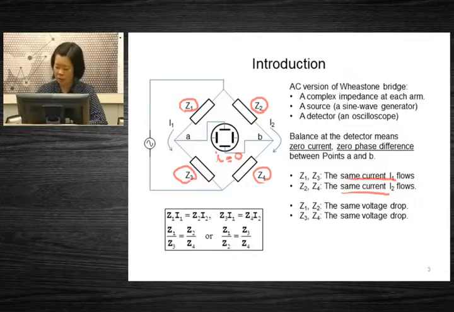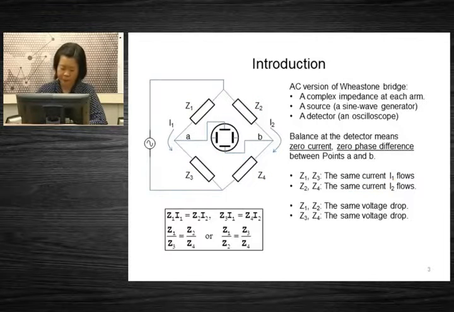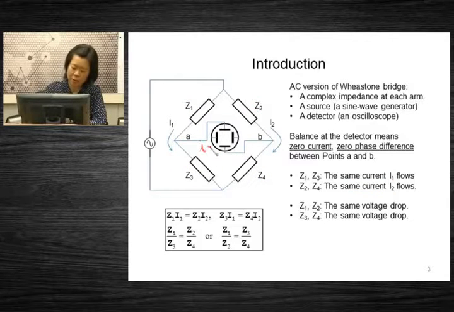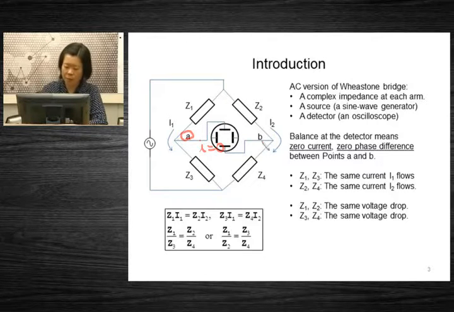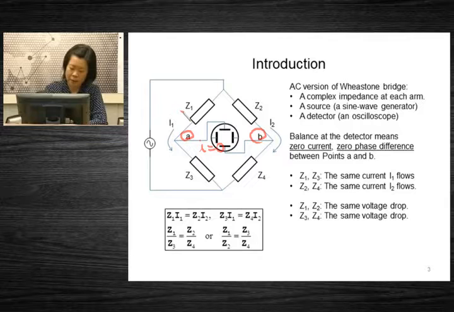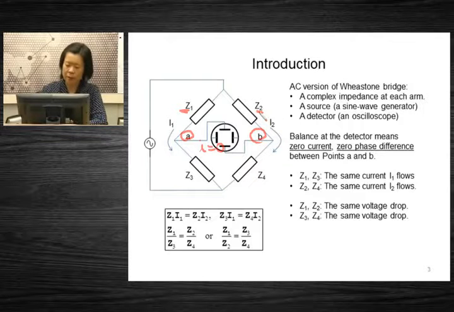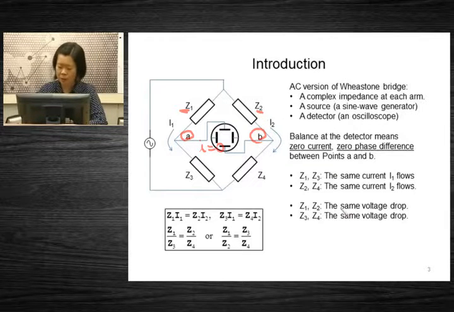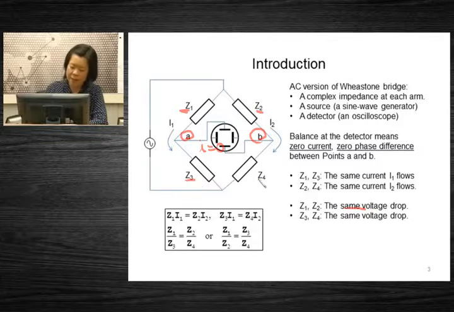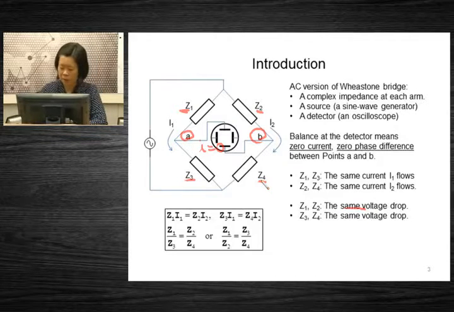How about the voltage drop? There is no current at the center. That means the potential at point A and the potential at point B are the same. So Z1 and Z2 will see the same voltage drop. In the same way, Z3 and Z4 will see the same voltage drop.